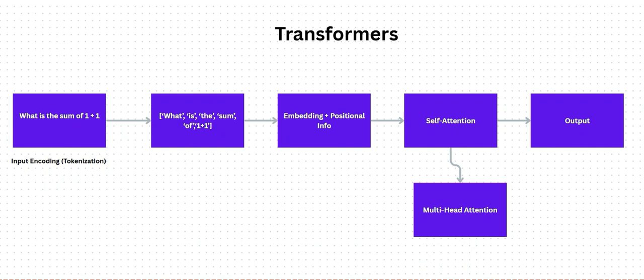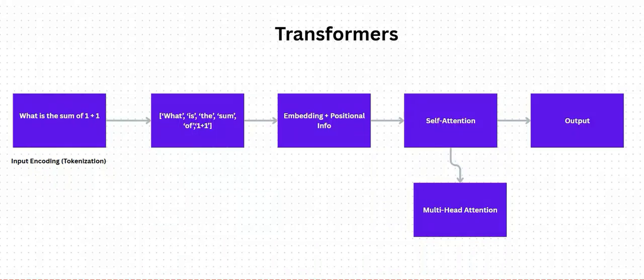Basically, what happens inside this self-attention mechanism is that it helps the model figure out which words are important to focus on in the given sentence. For example, our question is: what is the sum of 1 plus 1? The word sum needs to pay attention to the words 1 plus 1. The self-attention mechanism assigns a different attention score to each word based on its relevance to the current word. And then it navigates to the next phase, that is multi-head attention.